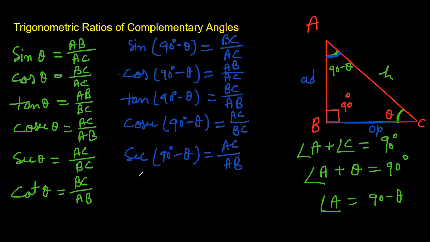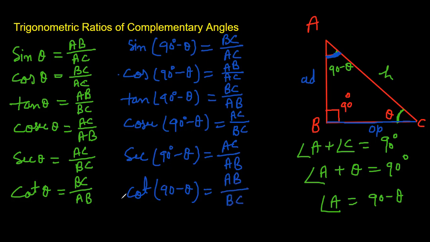And finally, sine, cosec and then cot. Cot of 90 minus theta means we would like to find cot of angle A, that is the reciprocal of tan, which means AB over BC.